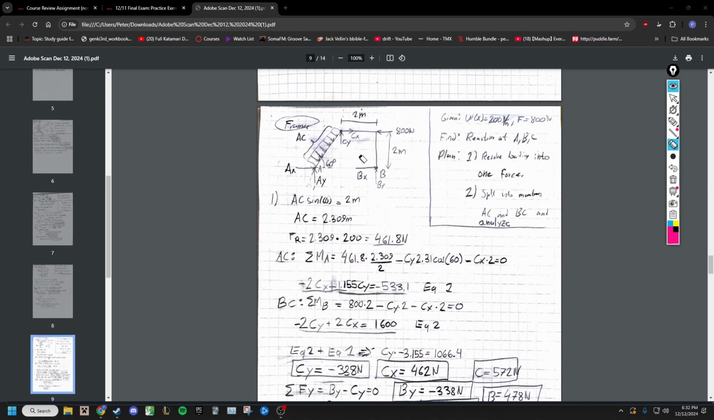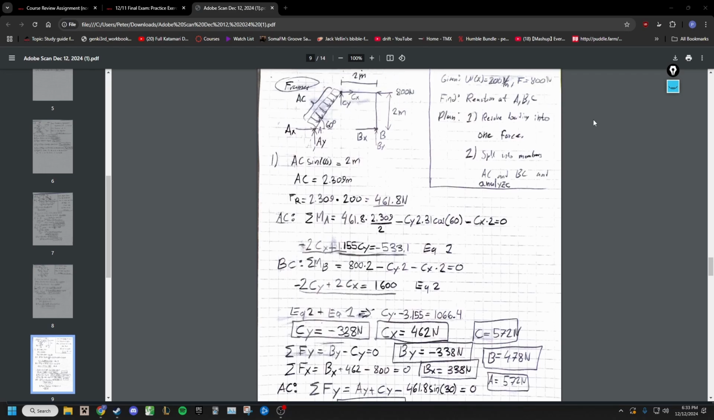We first want to resolve this loading into one force, and to do that, we first need to find the length of this segment here, AC. To do that, we know the height, we know the angle that it's at, and we know the total height of it. We can just use the right triangle to find that the total length is 2.309 meters. And then we can resolve this whole thing into a single force, which would be 461.8 newtons.